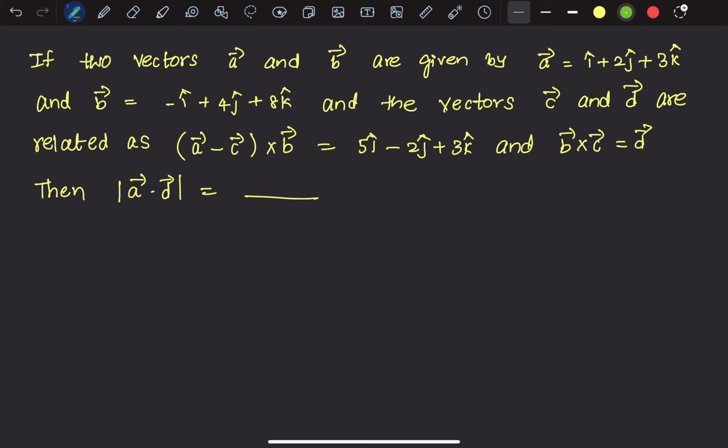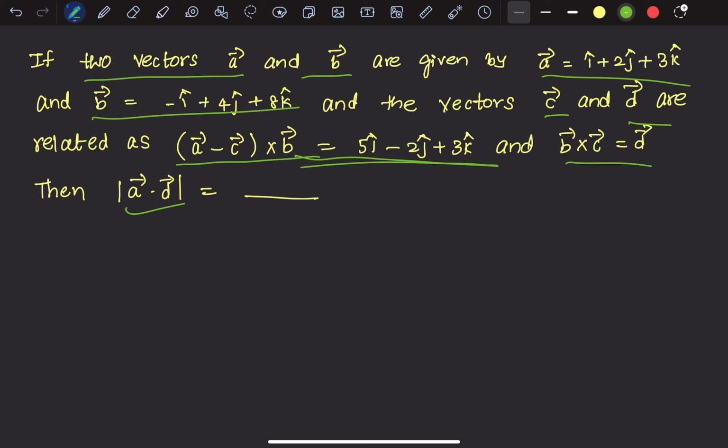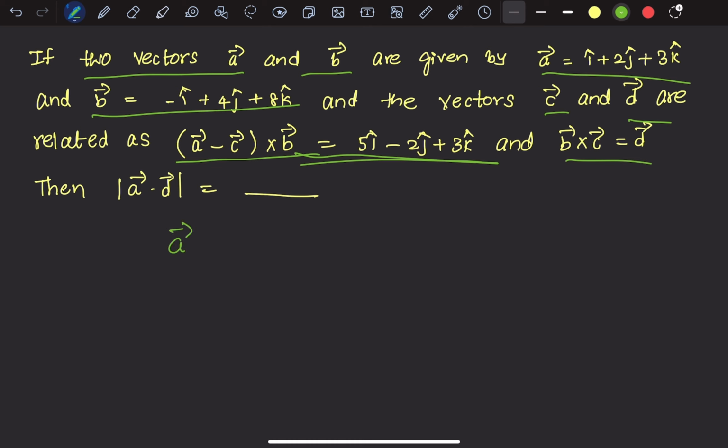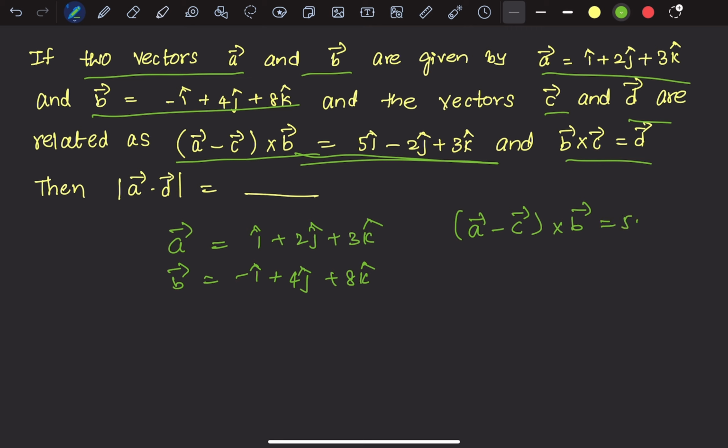So let us proceed to the next question. The question is from vectors. So we have two vectors A and B given by this and this, and the vectors C and D are such that they satisfy this particular relation. Alright, so we have to find out the magnitude of A bar dot D bar. Alright, so A bar is i cap plus 2j cap plus 3k cap, and B bar is minus i cap plus 4j cap plus 8k cap, and it is given that (A bar minus C bar) cross B bar is equal to 5i cap minus 2j cap plus 3k cap.